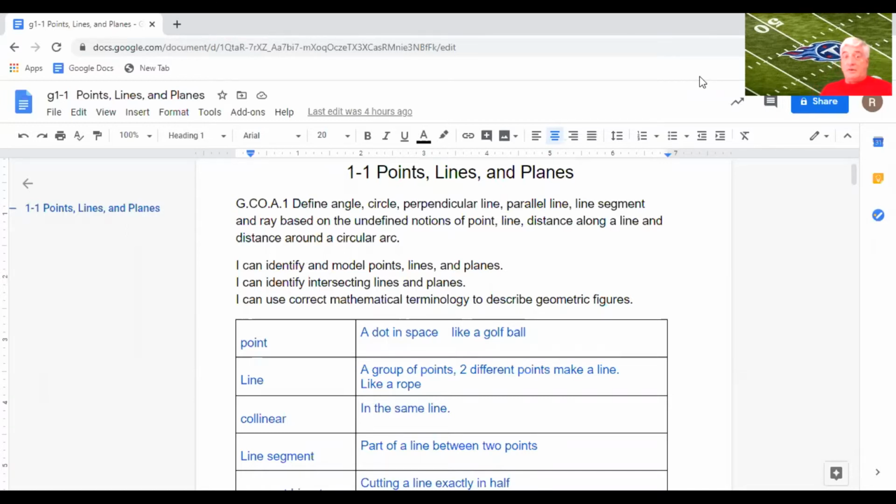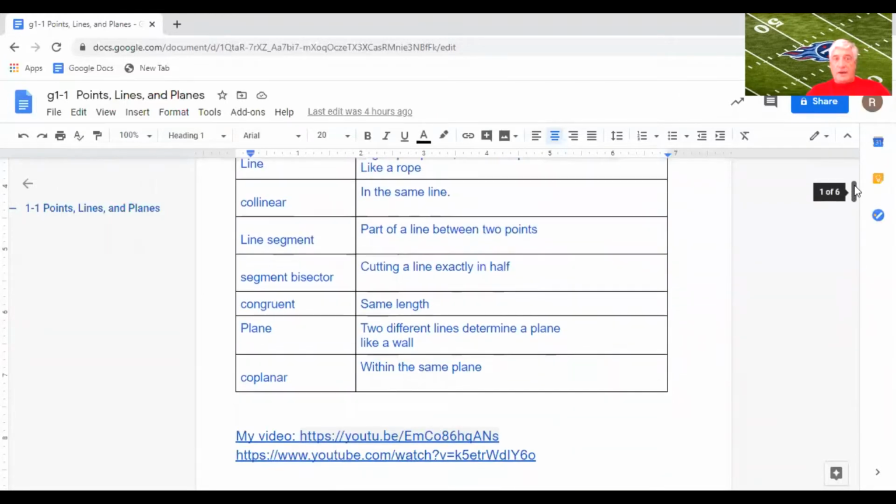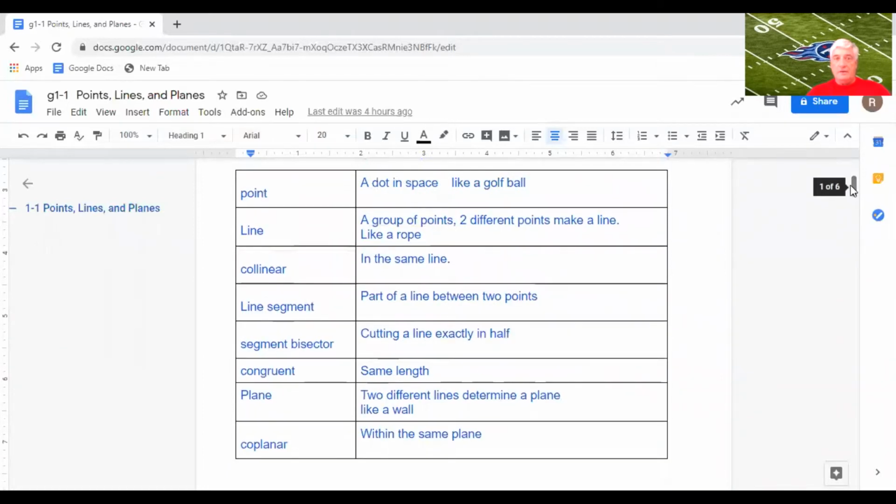Your I can statements are: I can identify and model points, lines, and planes. I can identify intersecting lines and planes. I can use correct mathematical terminology to describe geometric figures. Here's the vocabulary you'll need to know for today. A point is a dot in space.